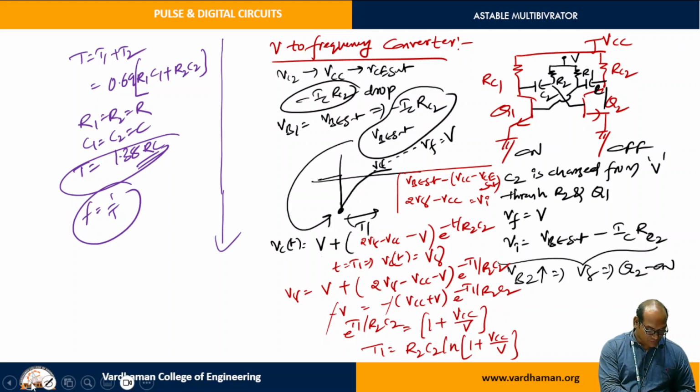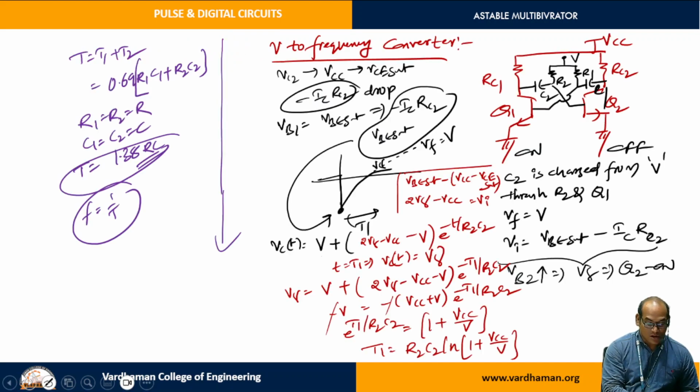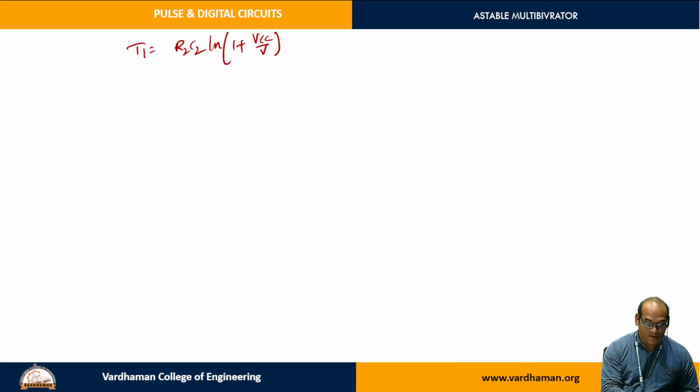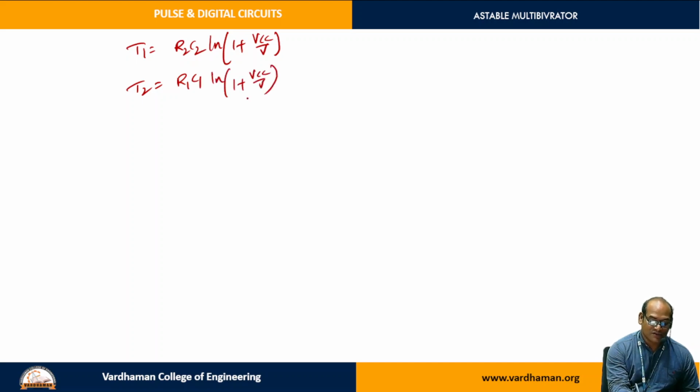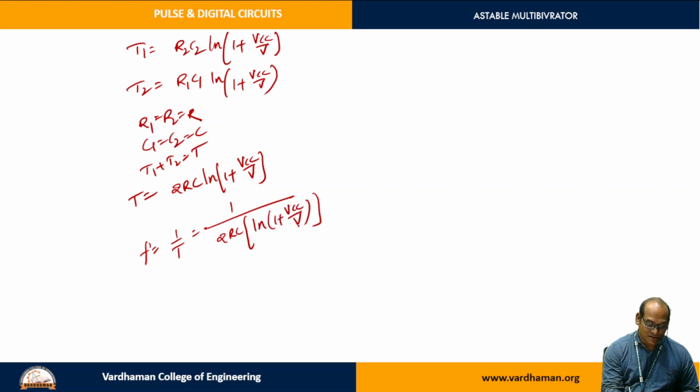Similarly, T2 also we can write. First T1 I am writing once again: R2C2 ln of 1 plus VCC by V. Similarly, T2 is equal to R1C1 ln of 1 plus VCC by V. If you take R1 equal to R2 equal to R, C1 equal to C2 equal to C, T1 plus T2 equal to capital T. So capital T equals 2RC ln of 1 plus VCC by V. If you need the frequency, that is equal to 1 by T, that is 1 by 2RC ln of 1 plus VCC by V. So like this we'll get.